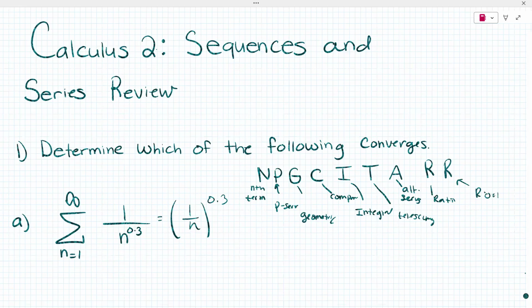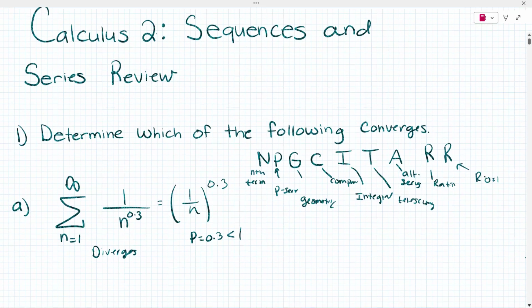So we're going to do the p-series because we can write it as a p-series. And the p will be 0.3, which is less than 1. You know the rule: if p is less than or equal to 1, it diverges. So letter A diverges. What about letter B?